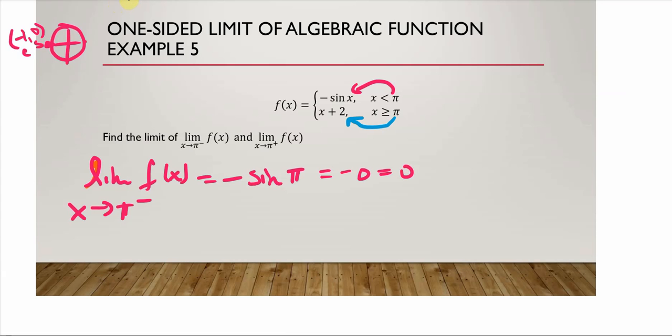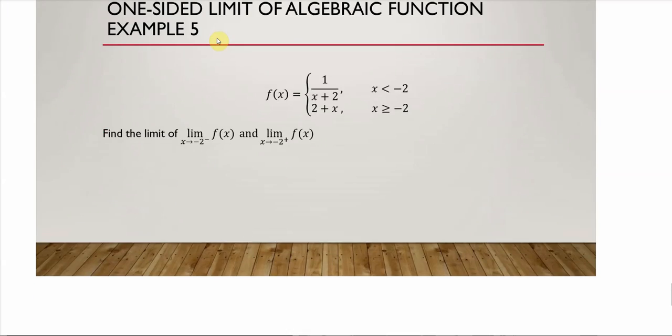Now let's look at from the right side. What is the limit of my piecewise function as x approaches pi from the right side? That means I'm going to insert the pi in there. So I'm going to plug in pi plus 2. Oh, and that's it. That's my answer. So this is an accurate answer, so we're going to leave it as is. Now, please don't give me 3.14159 dot dot dot plus 2 is going to be 5.14159, etc. Just leave it as is.